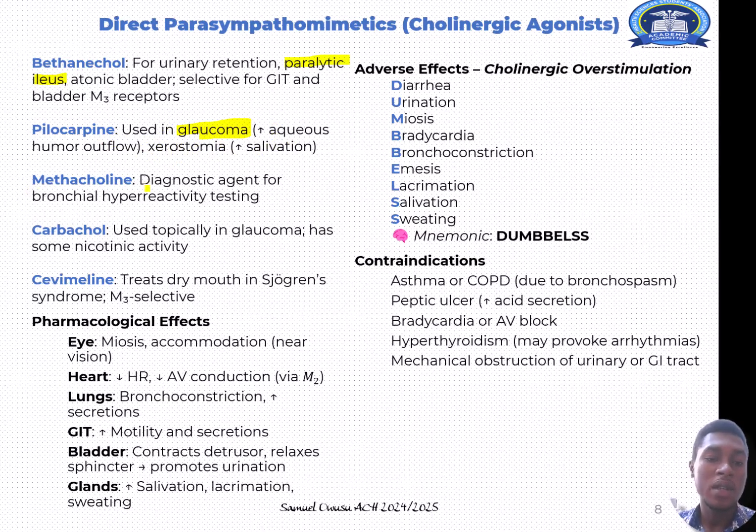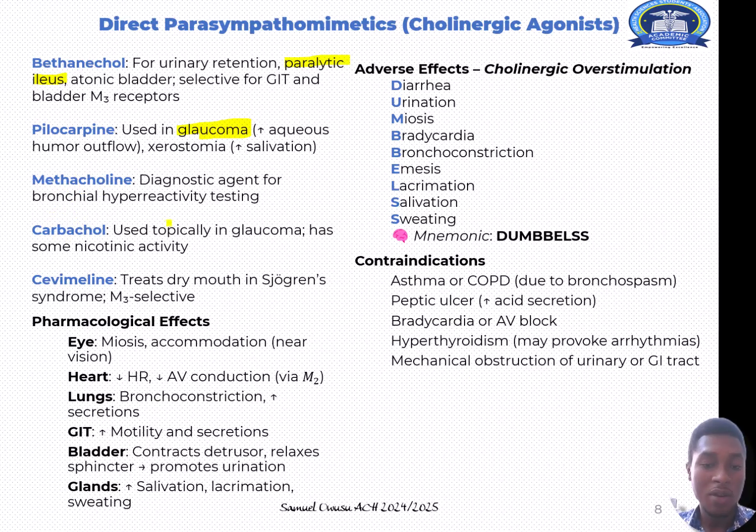Okay, methacholine is what is used in the diagnosing of asthma, and so what happens is that because it mimics the action of acetylcholine, it tends to cause bronchoconstriction. In asthmatic patients, there's bronchoconstriction already, and so that is going to trigger a hypersensitivity reaction from it, and that is used under careful considerations to diagnose asthma.